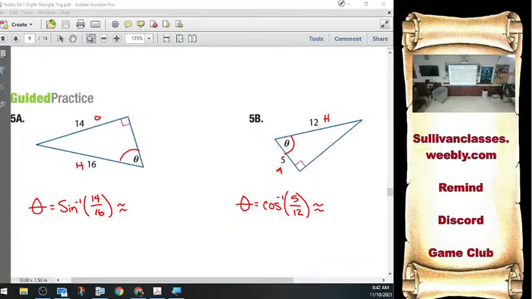And there's some argument among math teachers about 5a. Some are going to say that you have to write it as arc sine of 7/8. Others are going to say you should leave it as 14/16 to help you correspond the numbers to the figure. I don't care. I really don't care. You're still getting the same answer, okay?